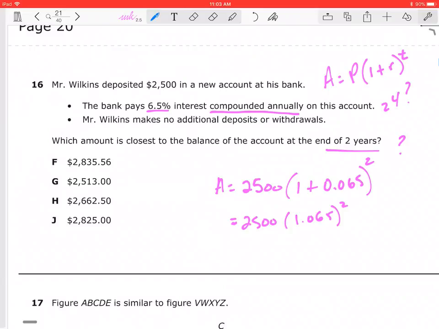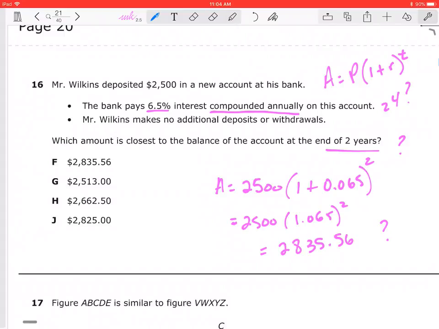I think it's going to be 24. I don't think that's going to be big enough. 1.065 squared times 2,500 will give us one of our answers, 2,835.56. That's using 2. 24, I think, is going to be too high.